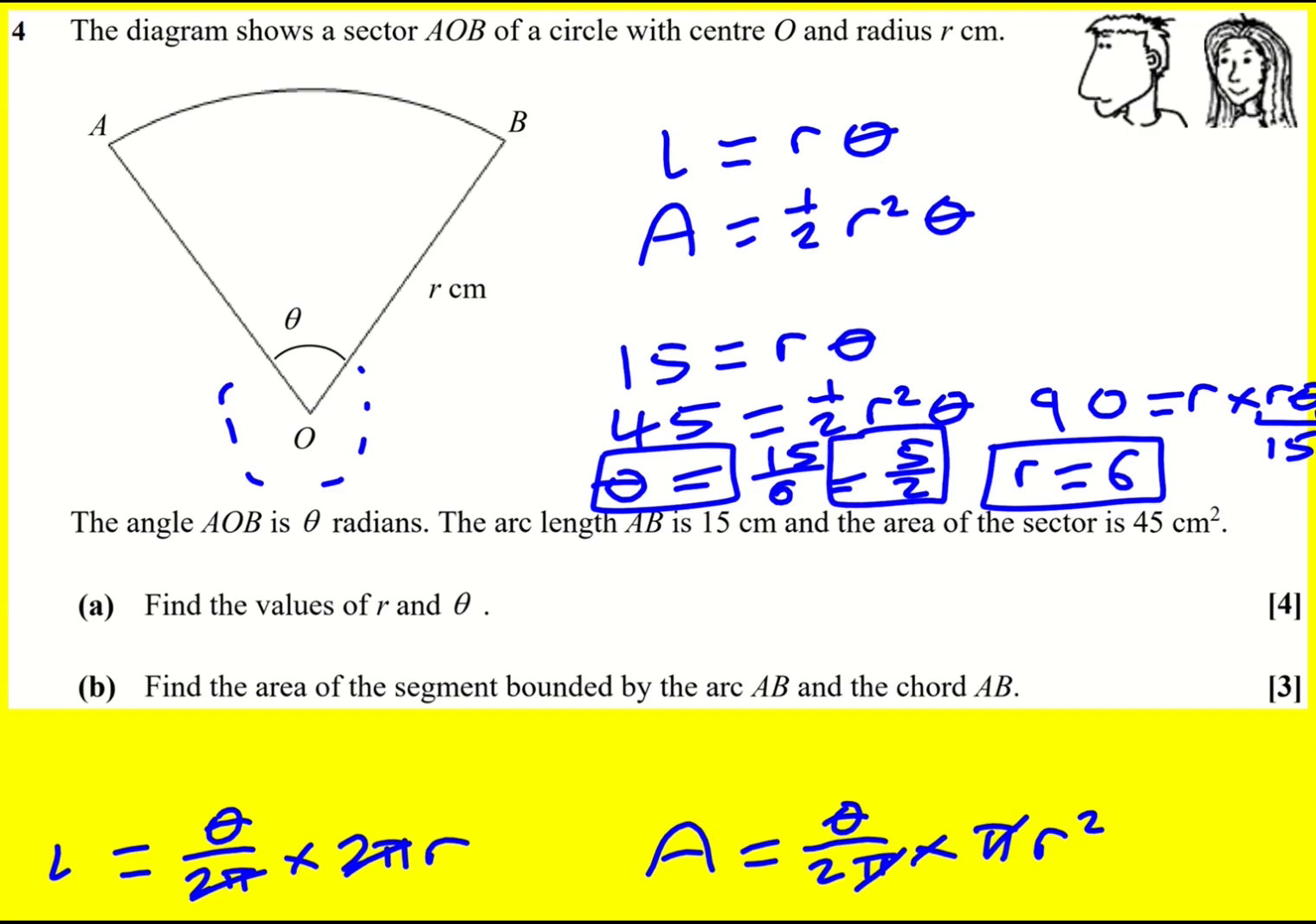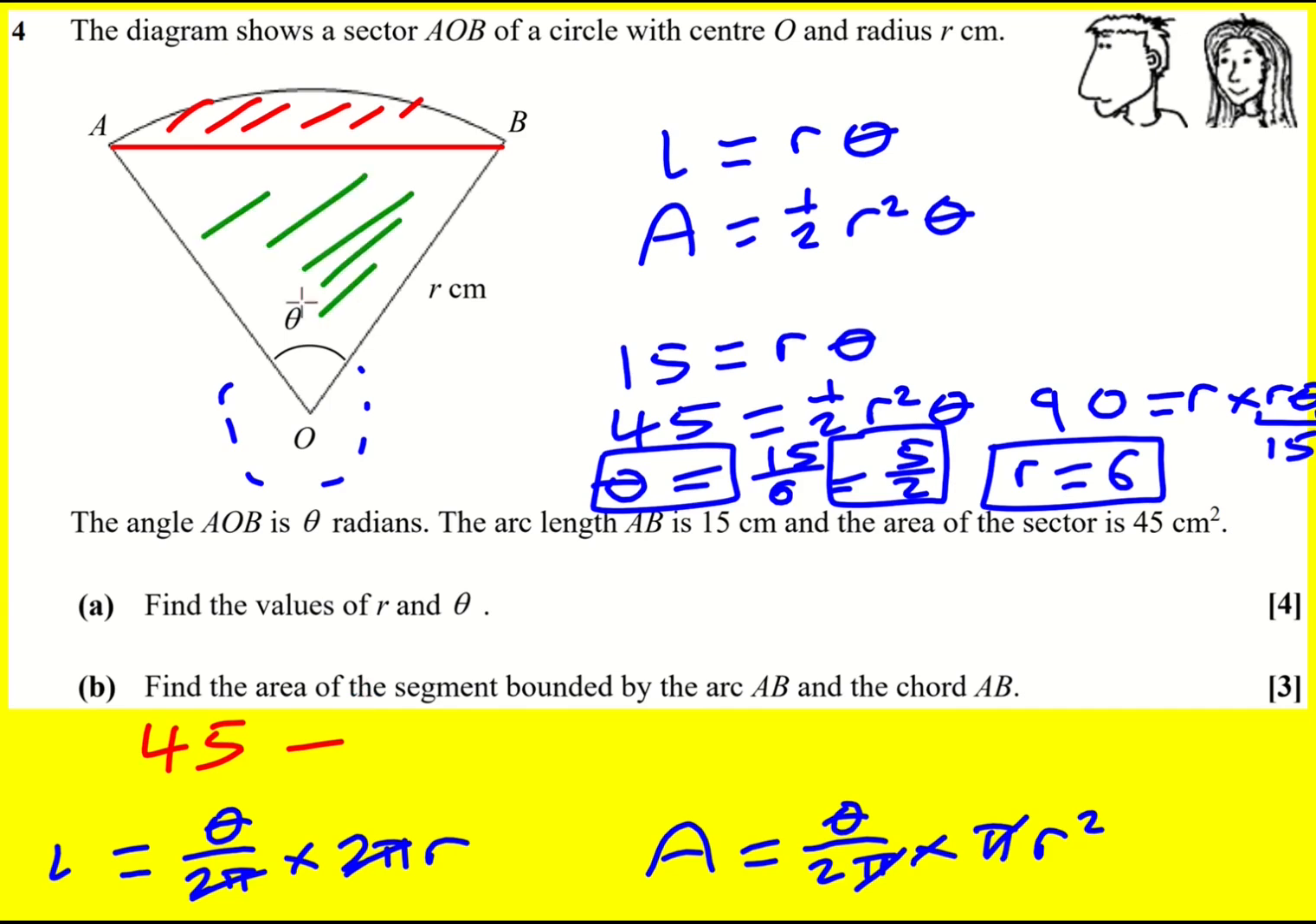Finally, we're asked to find the area of the segment bounded by the arc AB and the chord AB. Okay, here's the chord AB. So we're being asked for this area here. Actually, let me do it in red. So this is going to be the area of the arc, which, as we've seen from before, is 45. And then we're going to minus the area of the triangle.